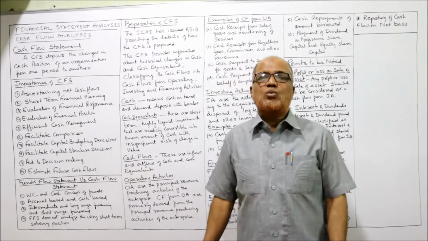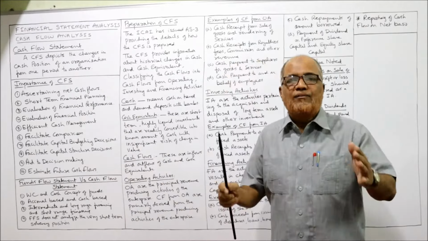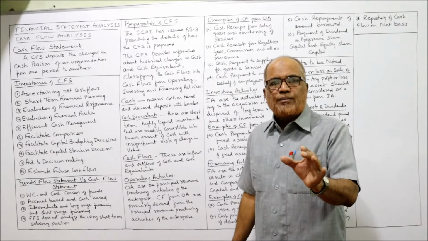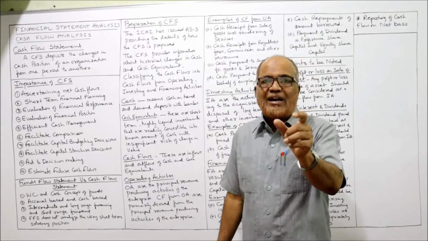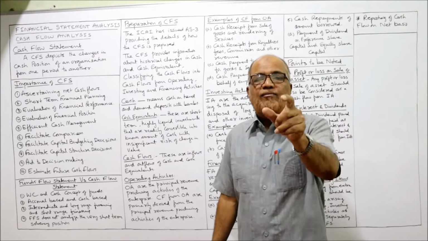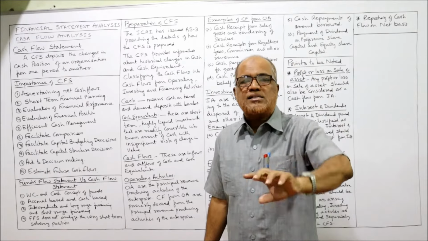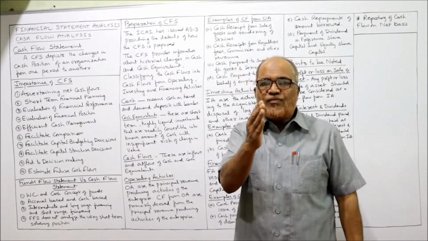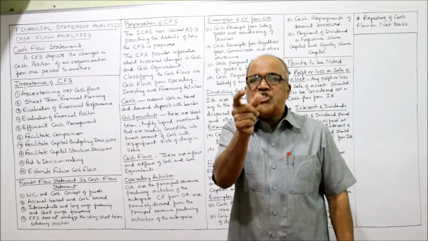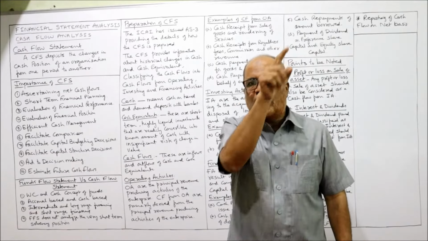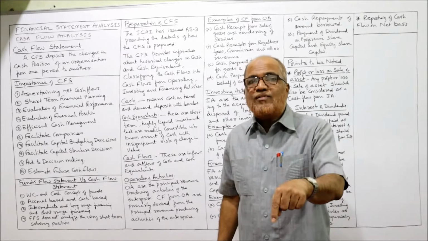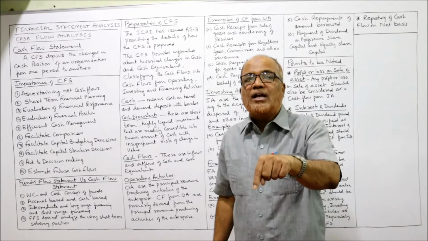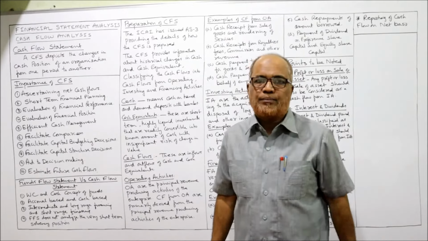Another theory question may be asked: what are the differences between funds flow statement and cash flow statement. First one, funds flow statement. In funds flow statement, the meaning of fund is working capital, and working capital denotes current assets minus current liabilities. The funds flow statement will show the changes in funds from one period of time to another period. What do you mean by fund? Fund means working capital. But in case of cash flow statement, the meaning of fund is cash, not working capital.